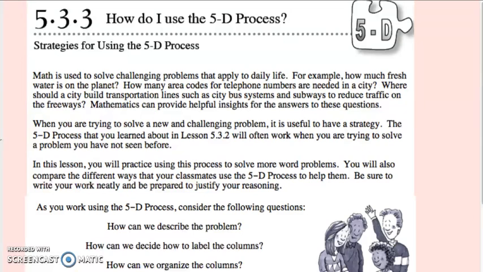When you are trying to solve a new and challenging problem, it is useful to have a strategy. The 5D process that you learned about in lesson 5.3.2 will often work when you are trying to solve a problem you have not seen before. In this lesson, you will practice using this process to solve more word problems. You will also compare the different ways that the classmates use the 5D process to help them. Be sure to write your work neatly and be prepared to justify your reasoning. As you work using the 5D process, consider the following questions. How can we describe the problem? How can we decide how to label the columns? How can we organize the columns?